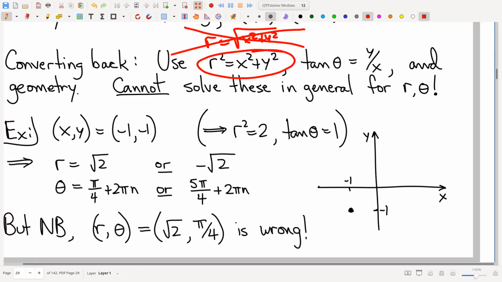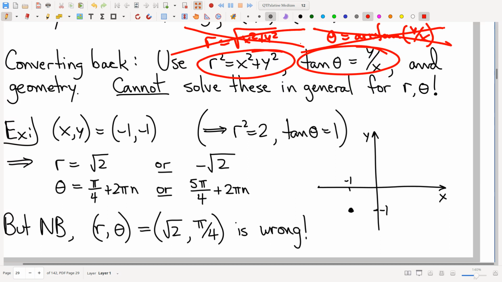So likewise, it's tempting sometimes. A lot of people like to solve for theta and write that it's arctan of y over x. That too is not true.